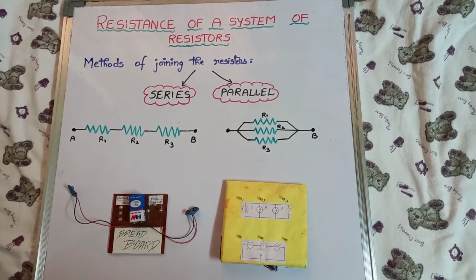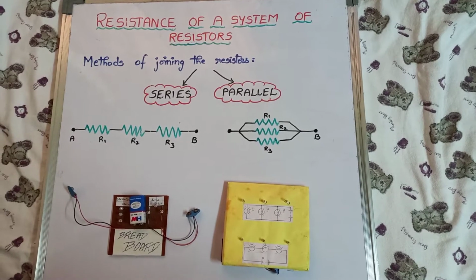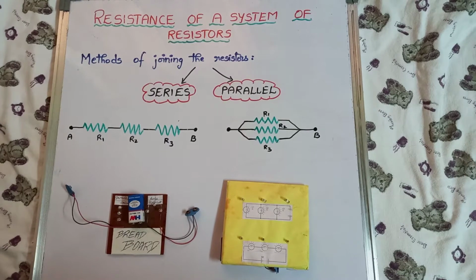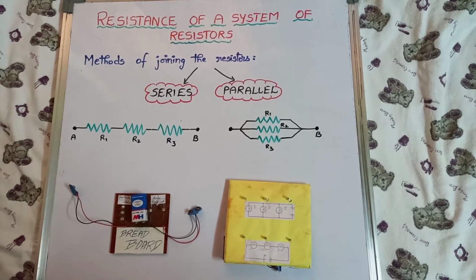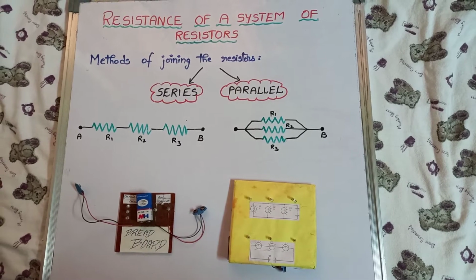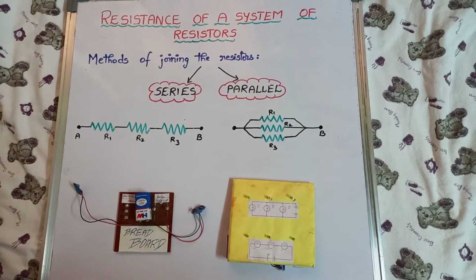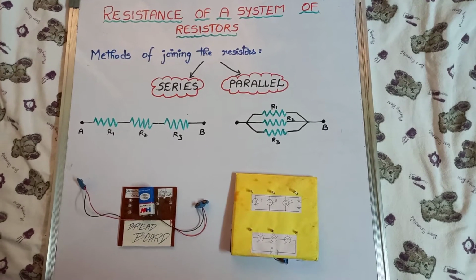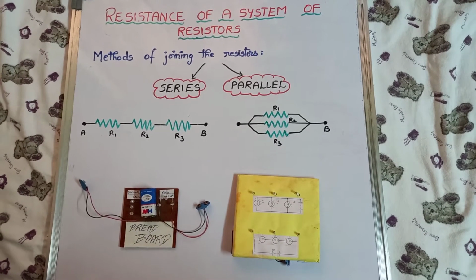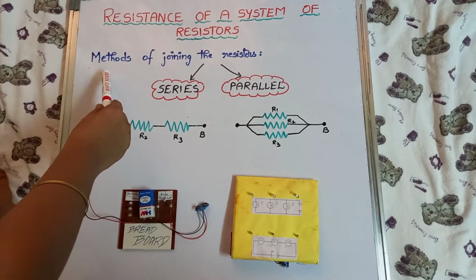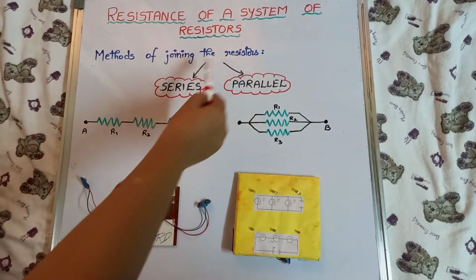In the previous class we discussed the relation between conductivity and resistivity, and today we are going to discuss the resistance of a system of resistors. So here we are taking a group of resistors and how we are joining these resistors in a particular circuit. We are going to discuss two methods of joining the resistors. Here you can see the two methods of joining the resistors.